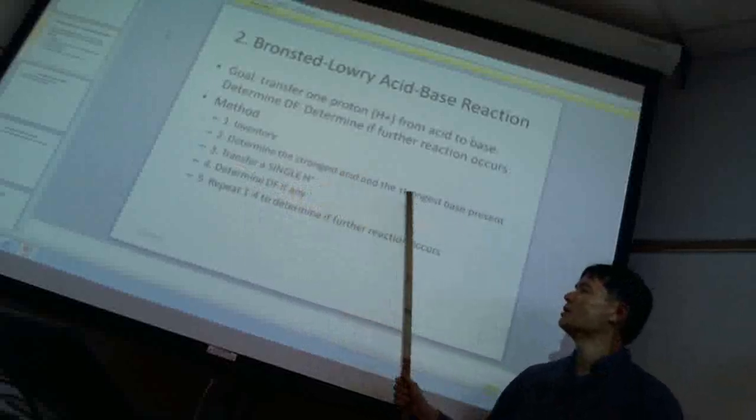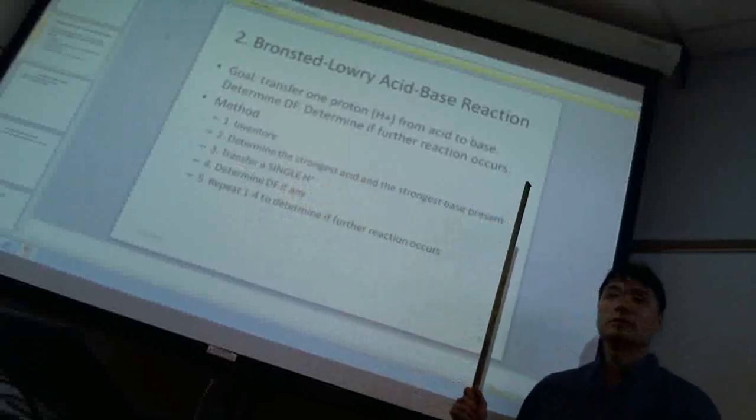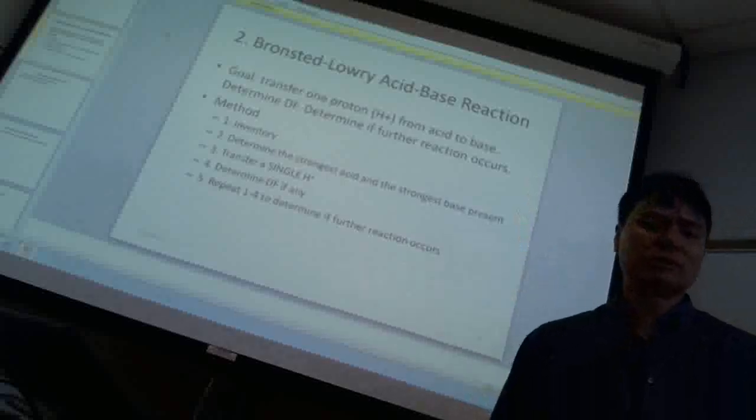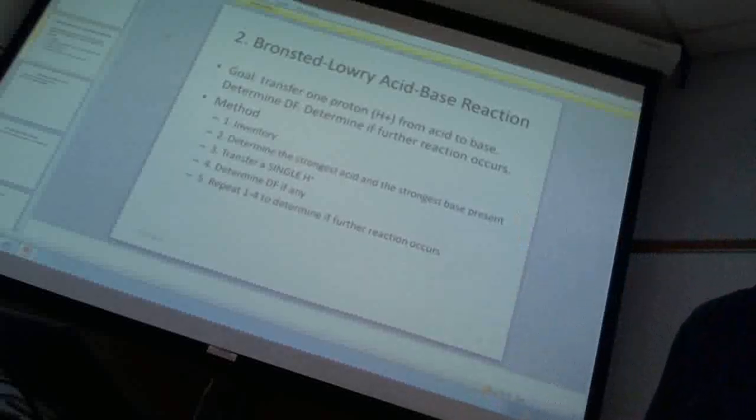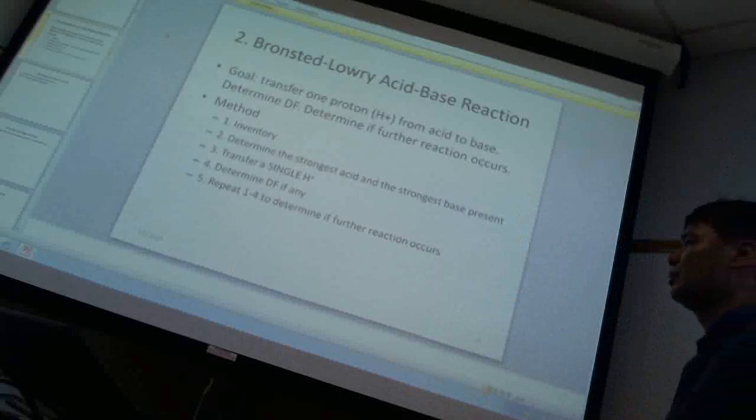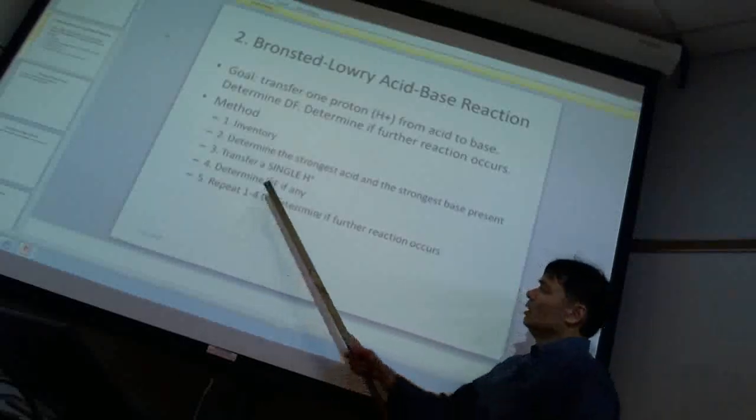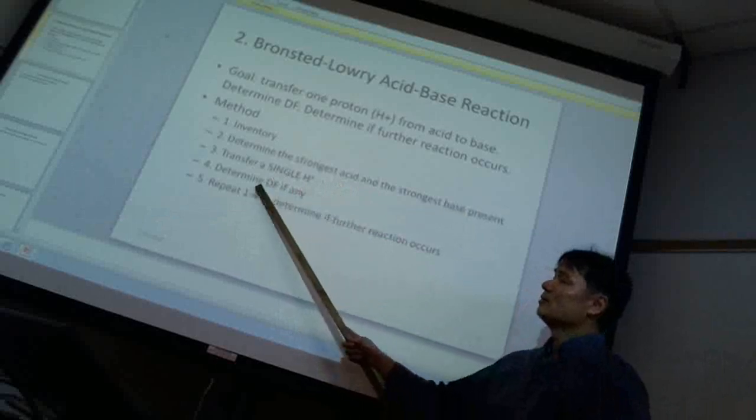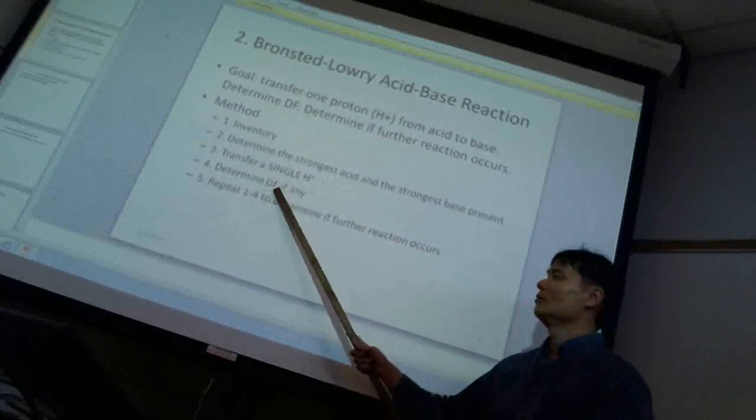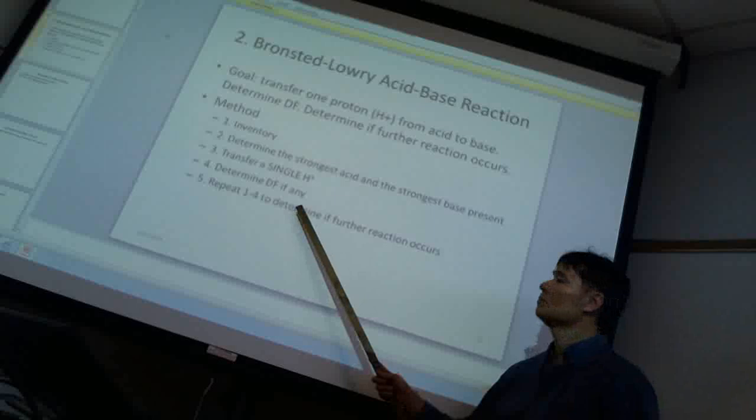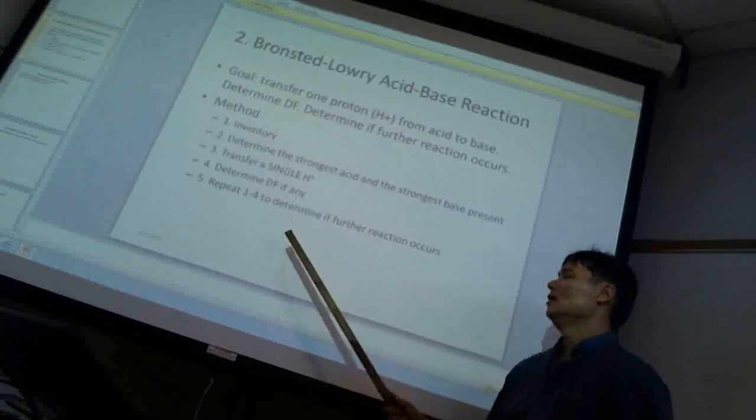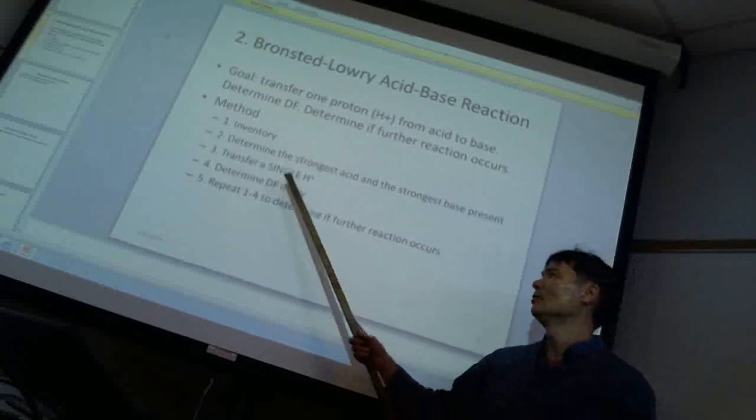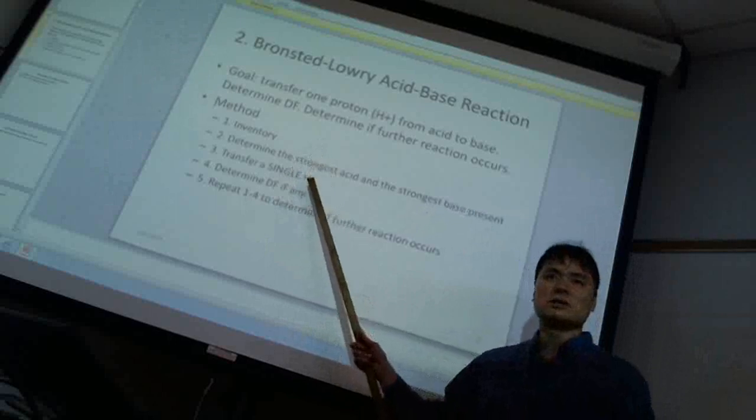We pick the strongest because the strongest have the highest probability of reacting. The weaker ones are going to have a lower probability, so we don't have to consider those. We just look at the most probable reaction. But even though we have the most probable reaction, there still might not be a reaction if there's no driving force. We've got to determine if the driving force is present. And then, it could be multiprotic, so we've got to repeat this process to see if further reaction occurs.